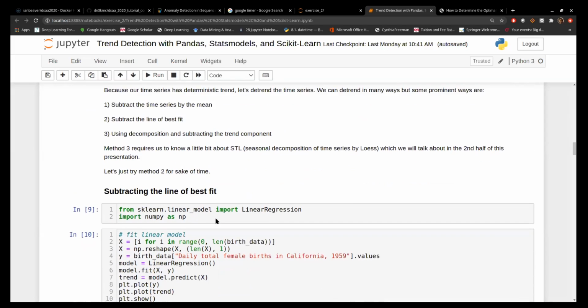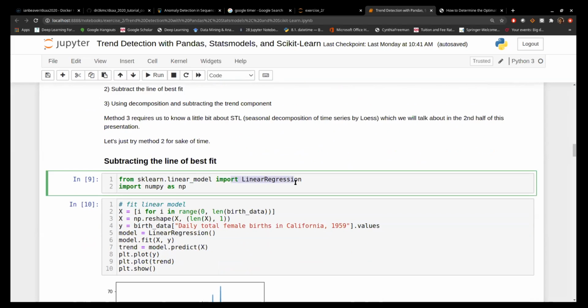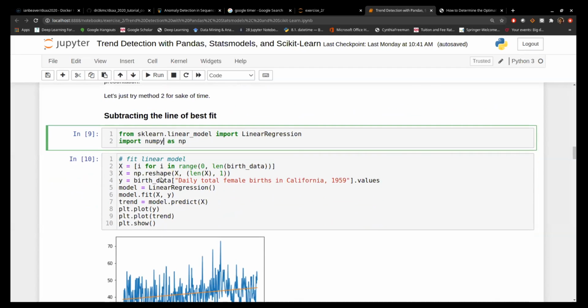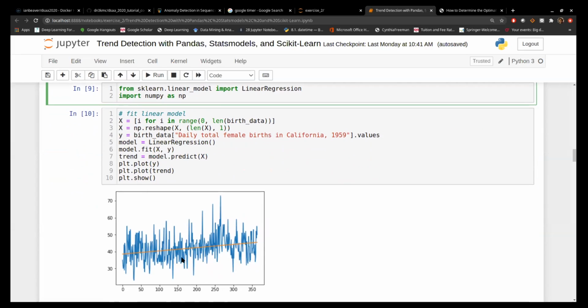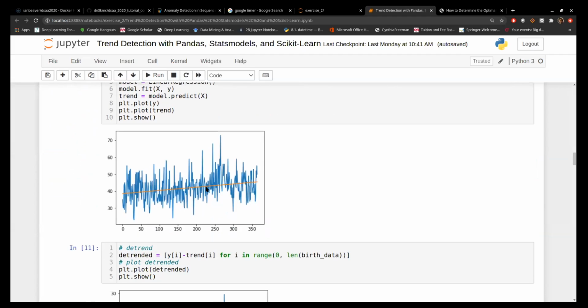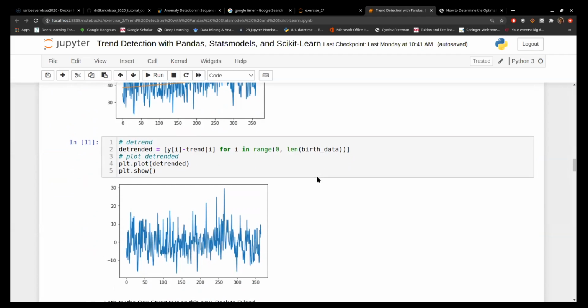So here, I'm importing linear regression from scikit-learn, which is a free software machine learning library. I fit a linear regression here and also just predict over that same data set. In this picture, we plot the actual data, which is the blue, versus the prediction, which is the orange. I then detrend by subtracting this line of best fit from the time series. So here's that time series again, but detrended.